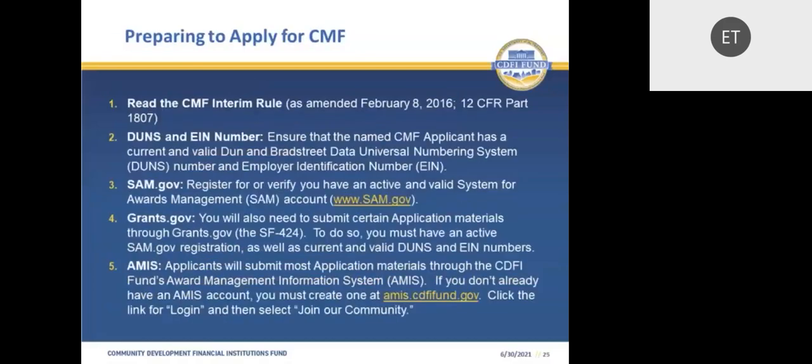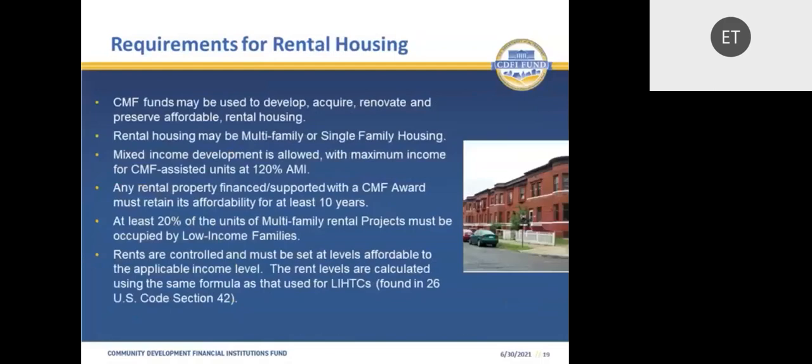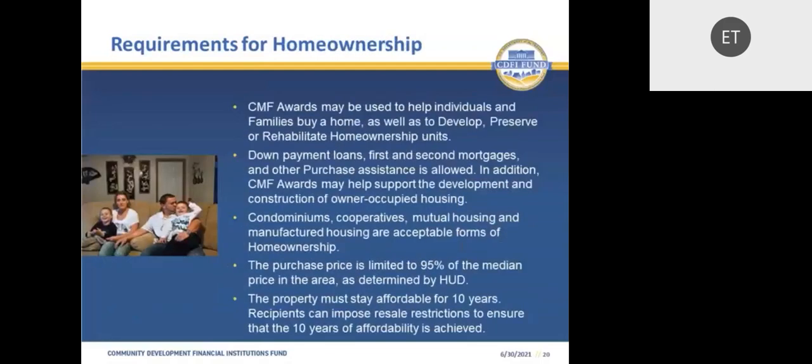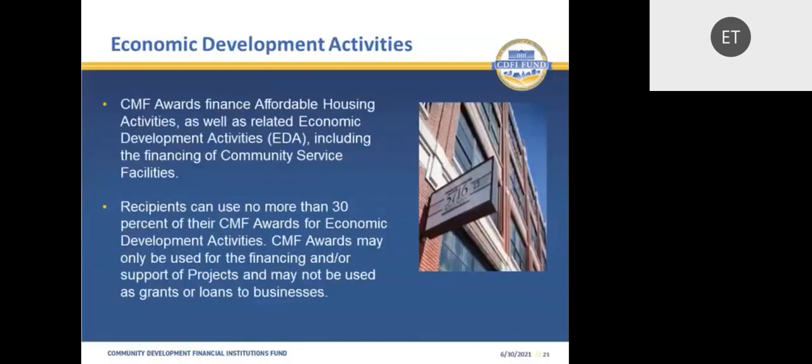So let me go back. I think you're referring to slide number 21, maybe. Let me just make sure. You're talking about this portion right here. CMF awards may only be used for the financing and/or support of projects and may not be used as grants or loans to businesses. That is correct.